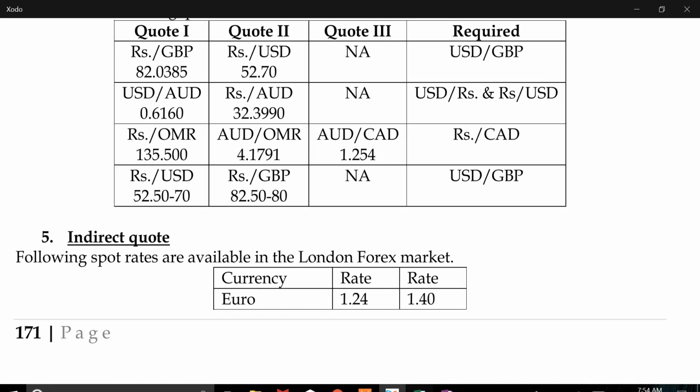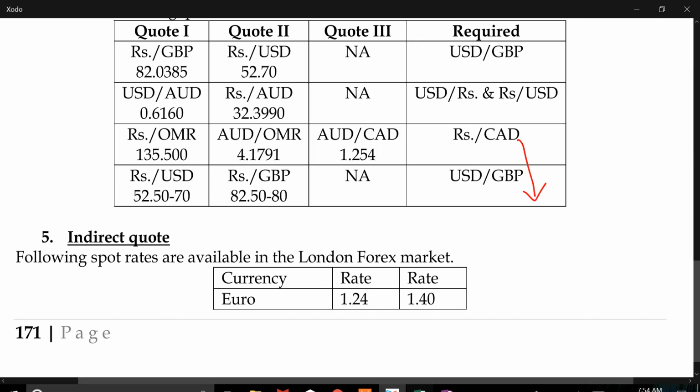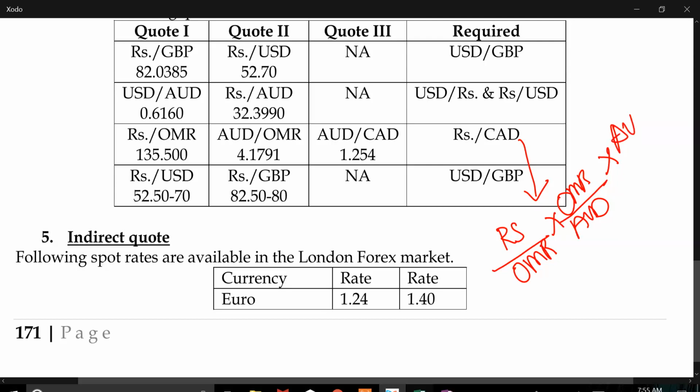If we understand the third part, things will become very, very clear. Rupees per Canadian dollar, that's the quote. Now you have to split this quote. Now tell me, how will you split it? 3 quotes are there. Rupees divided by OMR, into OMR by AUD, into AUD by CAD. This is the quote.